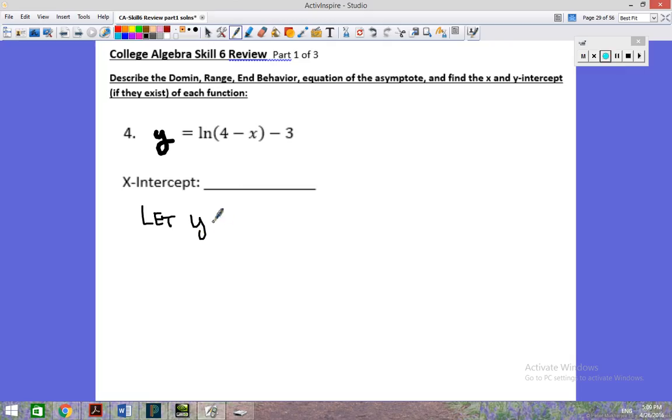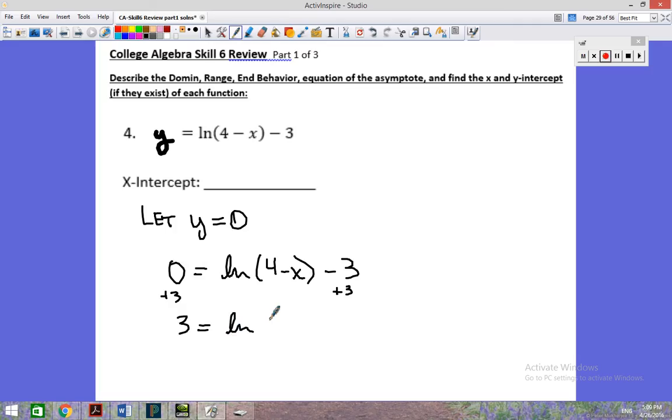If y is equal to 0, I haven't moved up or down, and I'm guaranteed to be a point on the x-axis if there is one. So on the left-hand side, we replace the y with 0, and now we solve this equation for x. The term that has my variable is the first term, so I need to add 3 to both sides to isolate the term with my variable. So I have 3 is equal to the natural log of 4 minus x.